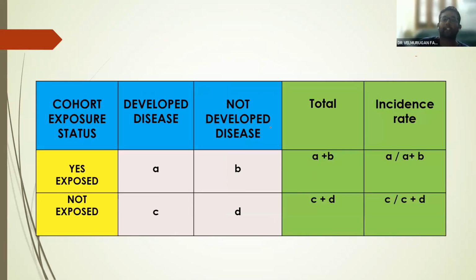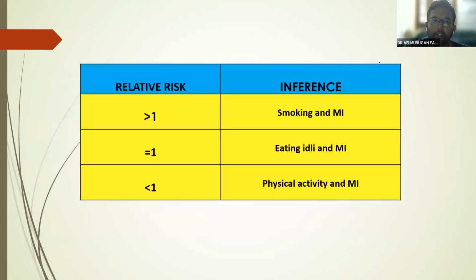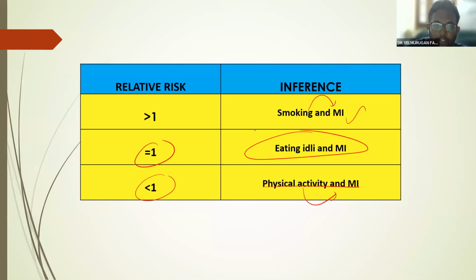So what is the relative risk? Relative risk is equal to A by A plus B divided by C by C plus D. We calculate incidence in exposed divided by incidence in non-exposed. Relative risk more than 1, then it is a risk factor: smoking causes MI. Relative risk less than 1, it is not a risk factor: physical activity decreases the risk of MI. Equal to 1, there is no association: idli has no association with MI.